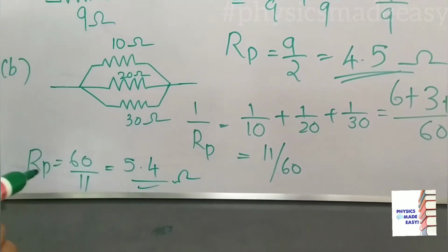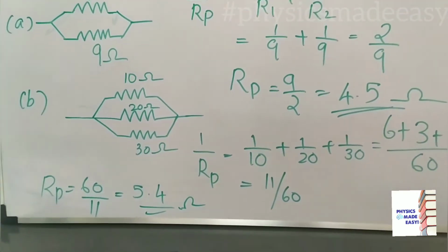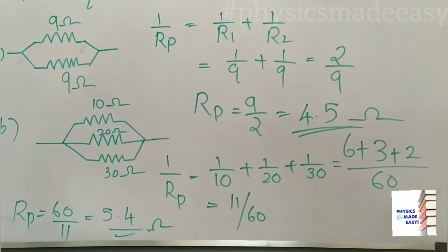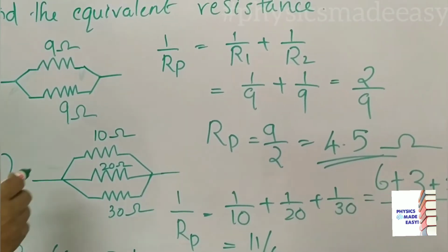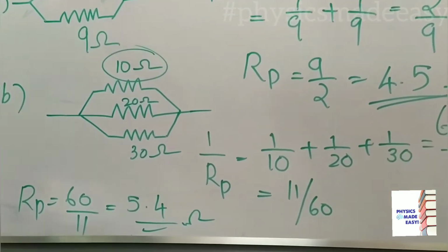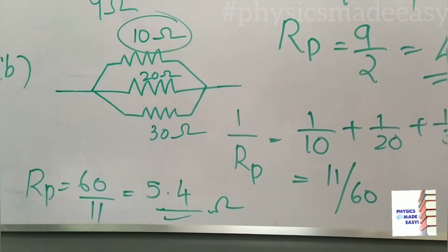ohm. I told you, children, if these resistors are connected in parallel, the effective resistance will be less than the least value of resistance. You can see here 10 ohm is the least value. Our effective resistance will be less than this 10 ohm.